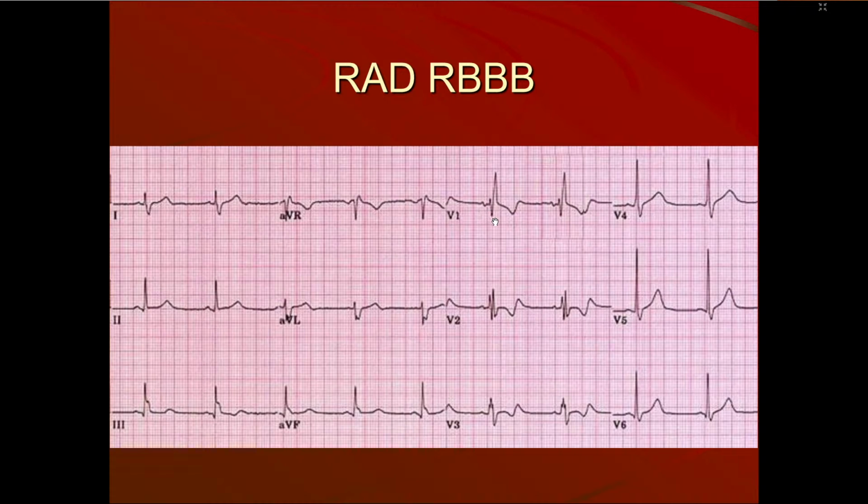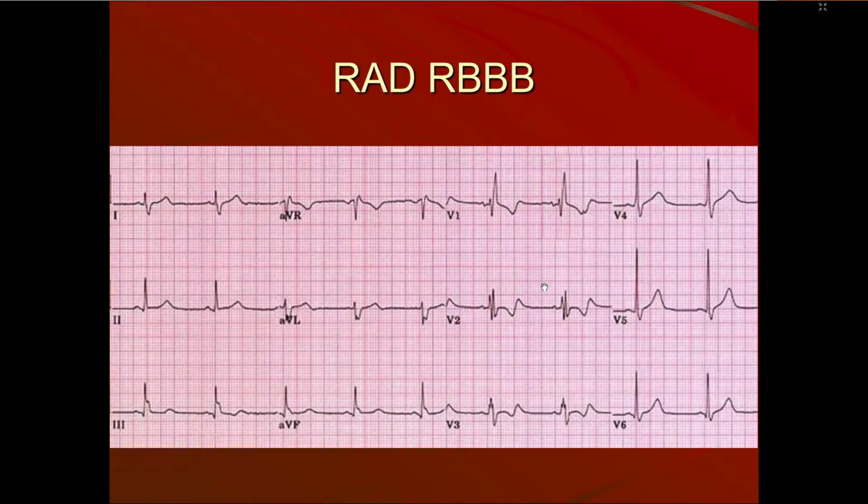Okay. So this is a complete right bundle branch block because it's broad, more than 3 small squares, RS pattern, concavity upwards ST depression, and T wave inversion. Okay, so this is a right bundle branch block causing right axis deviation.